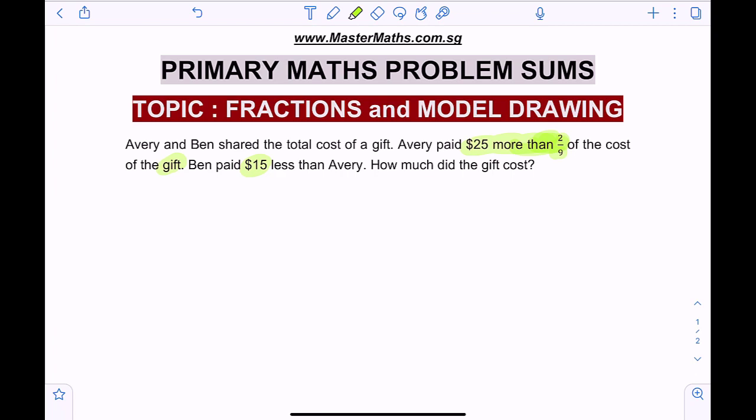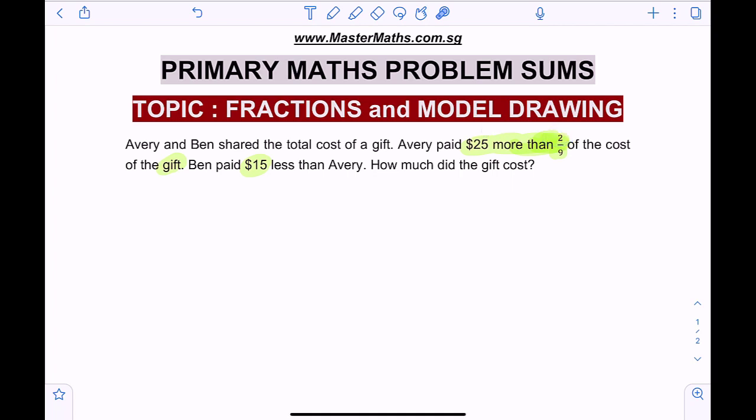It may not be equal, but what this question tells us is that they will be sharing the cost of this particular gift. And from this statement alone, we will know that the gift will be costing 9 units. And for Avery, he is paying 2 units plus $25. Again, Avery is paying 2 units plus $25.